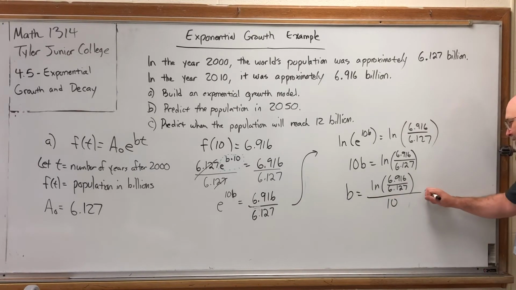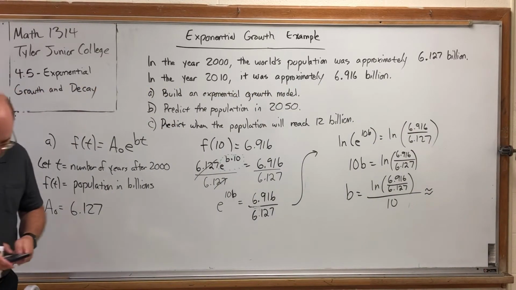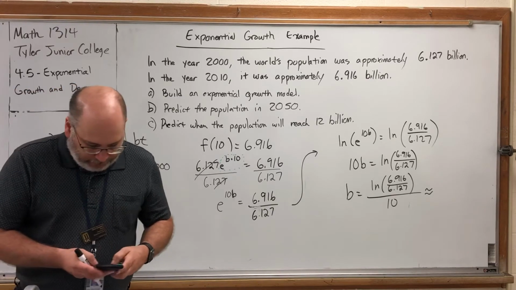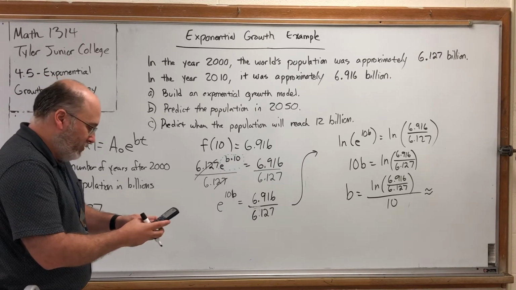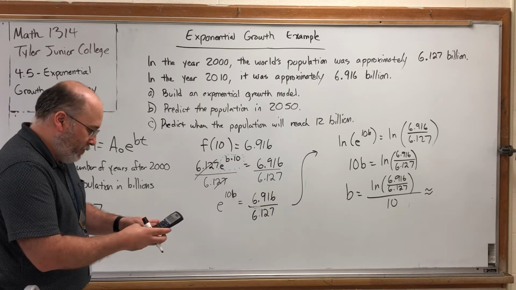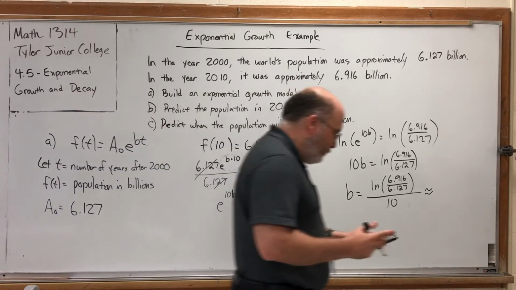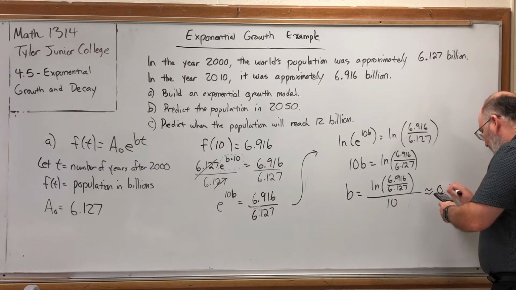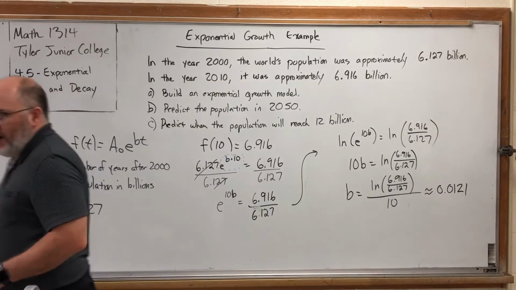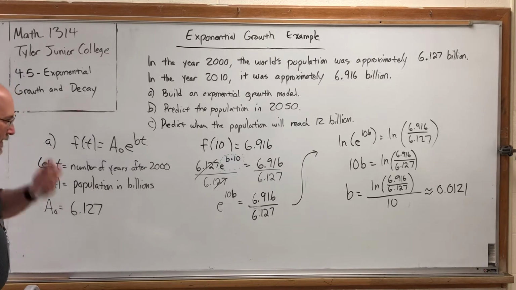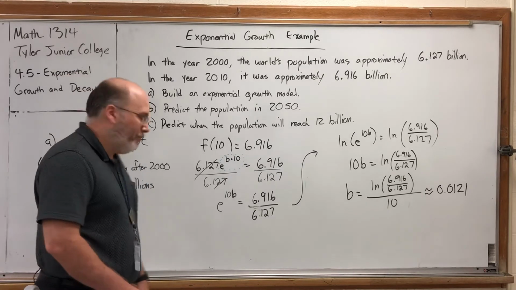Since we're done solving for b, now's a good time to get out a calculator. Let's take it to 4 decimal places. Let's see here. Natural log of 6.916 divided by 6.127, close parentheses, divided by 10. And to 4 decimal places, you get 0.0121. And that gives us the missing piece of the model, the growth rate, if you will. That growth rate means that this population is increasing approximately 1.21% per year.